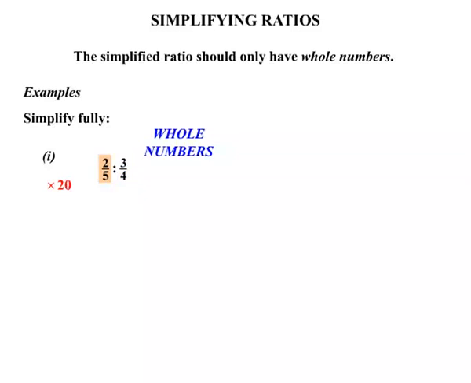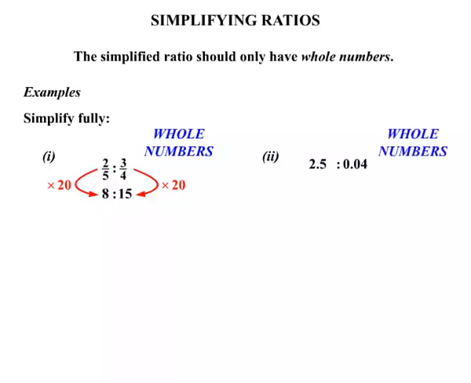So we have 2/5. If we times that by 20, we get 8. And 3/4 times by 20 is 15. So we have 8 to 15 there. The next example, 2.5 to 0.04. Well, again, we need whole numbers.